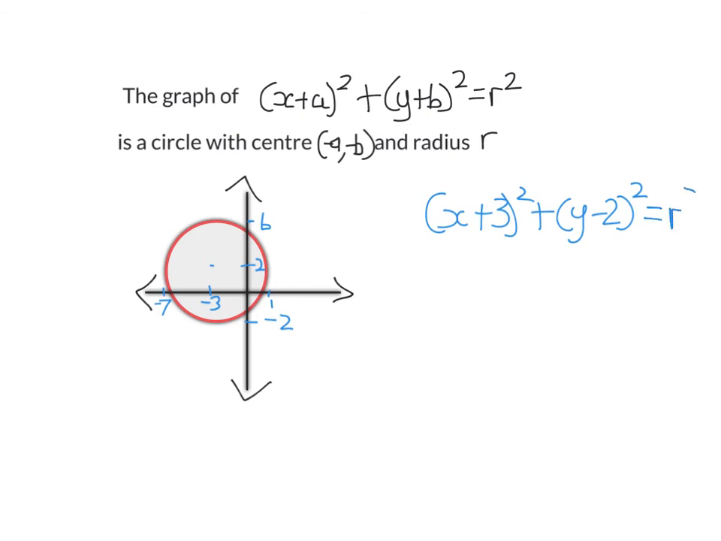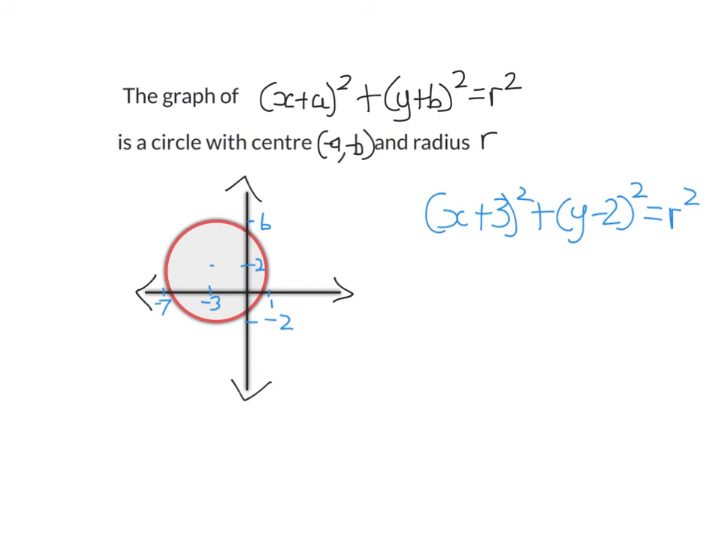Well, of course, the radius is just the distance from the center to the edge of the circle. So here the radius is 4. We go 4 in each direction from the center. So we go 4 to go from -3 to -7, 4 down to go from 2 to -2, 4 up to go from 2 to 6, 4 to the right to go from -3 to 1.